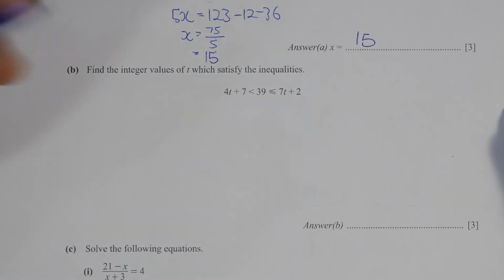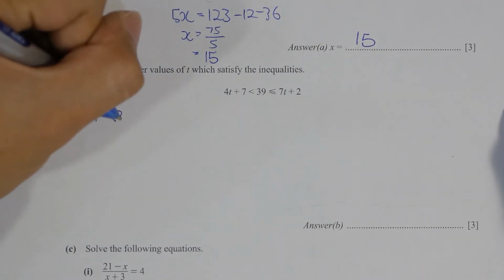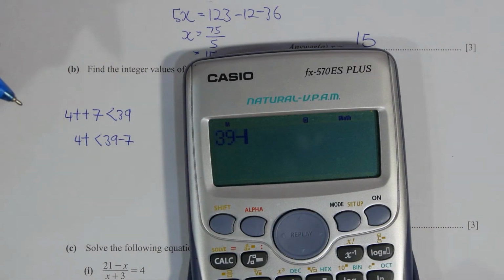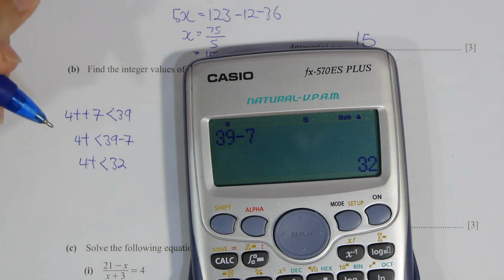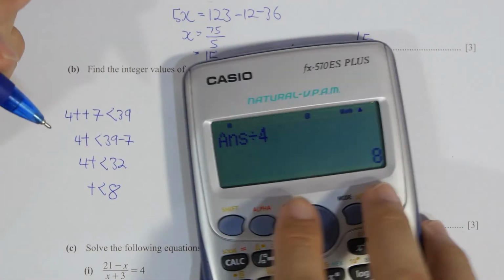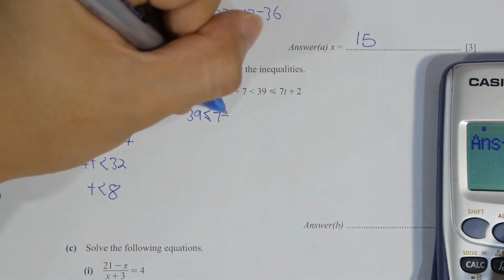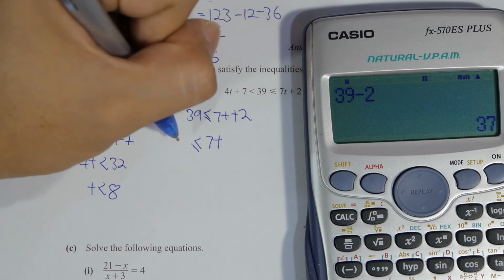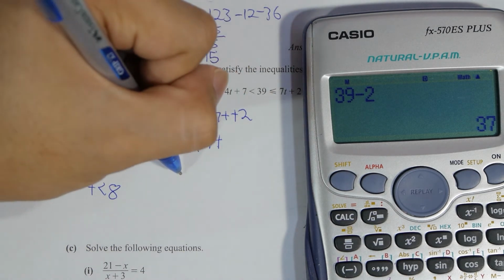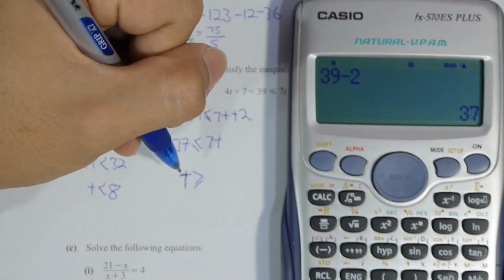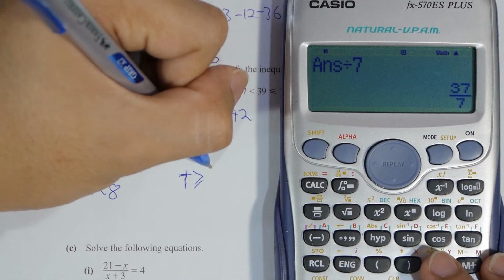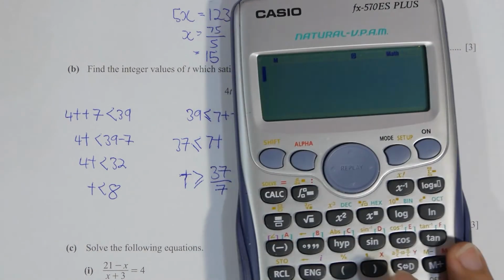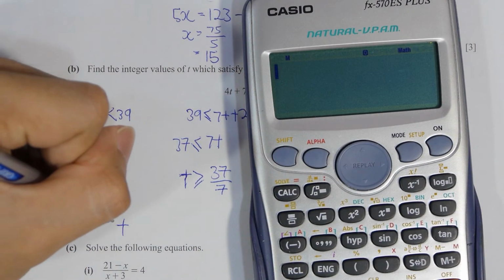So part B, pretty straightforward. Separate it into 2 inequalities and calculate the range. And then the keyword here is to find the integers that satisfy the inequalities. So it will actually be 6 and 7.